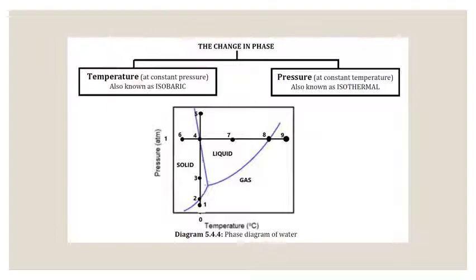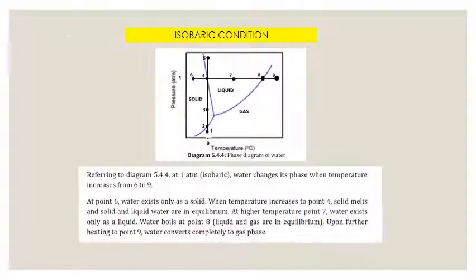Kita akan refer kepada phase diagram of water dan kita akan tengok apa perubahan changes in phases pada isobaric dan juga isothermal condition. Let's see isobaric condition first. So isobaric condition bermaksud pada condition pressure-nya adalah constant. So katakanlah pressure-nya constant di sini, pressure kita constant di sini. Jadi bila pressure kita constant, jadi apakah perubahan phase-nya?